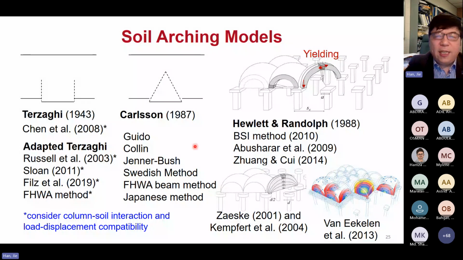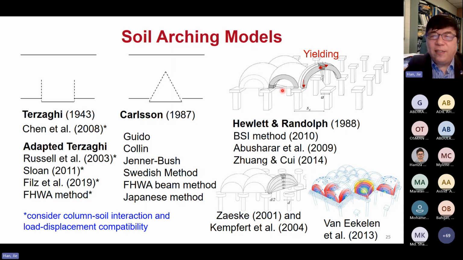But I list all those here. Maybe not all, maybe I even missed some other people who proposed models. The first one, a representative one, is called the Terzaghi model, basically a vertical slip surface. Later on, others adopted Terzaghi's model. This is the plane strain condition, and this is changed to three-dimensional, more used for column supported embankments. The Carlson method basically assumes the soil arching is triangular. There's a group of people who use that.